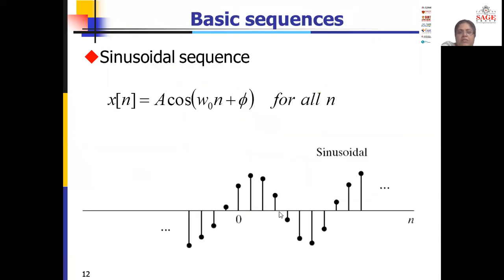Now the sinusoidal sequence, as we know, is x[n] equals A cos(omega naught n plus phi), where phi is the delay. By putting in different values of n, we can find the value of x[n], and if we connect all these points, we find that it represents a sinusoidal sequence.